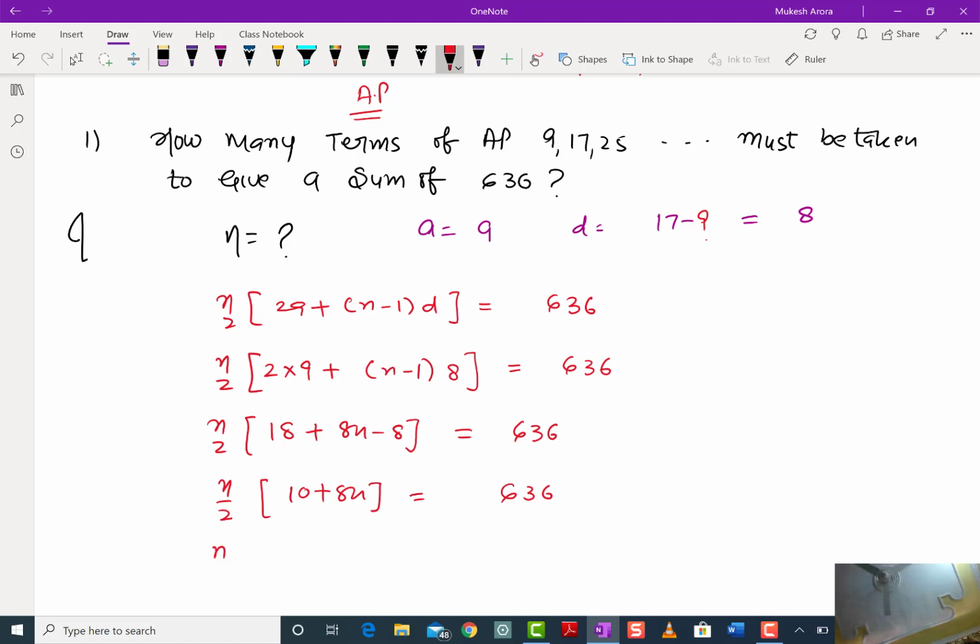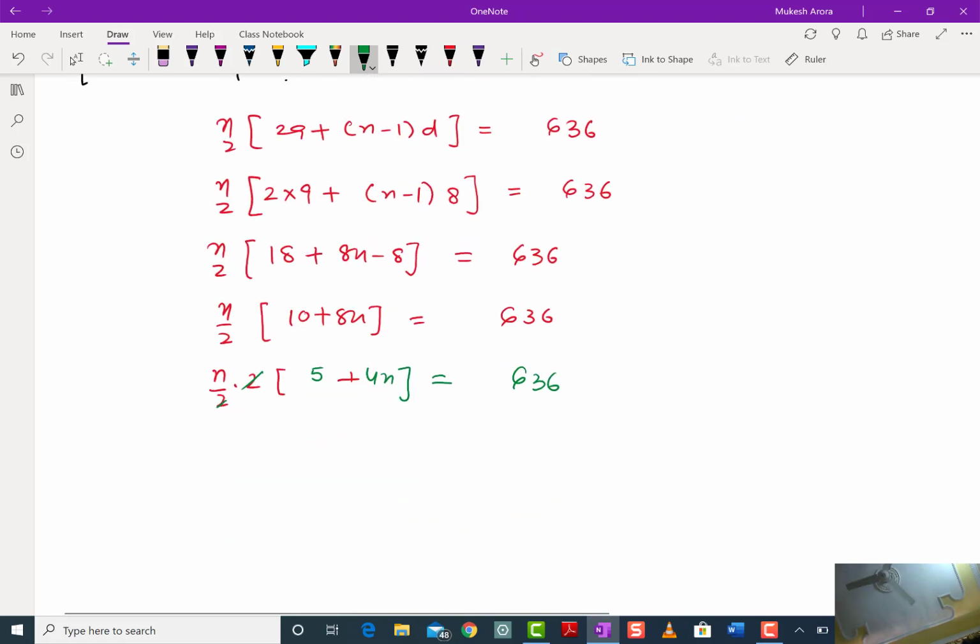So n by 2 is common, it is n into 5 plus 4n is equal to 636. This 2 is cancelled, so it is 4n square plus 5n minus 636 is equal to 0. Now we have to do the splitting of the middle term.